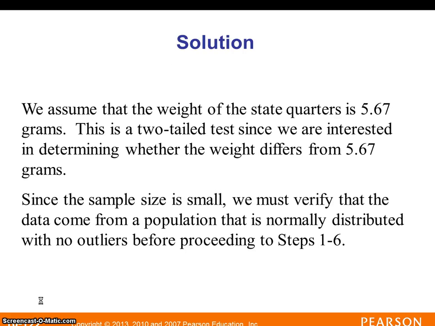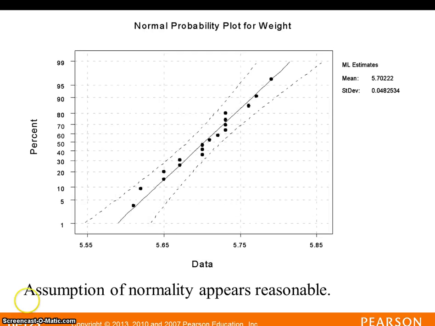So since the sample size is small, we must verify that the data comes from a population that is normally distributed with no outliers. Again, this goes back to something we talked about in a previous chapter. Again, I'm not going to have you guys calculate these QQ plots. I will either just say that the data is normal or give you the plot here.